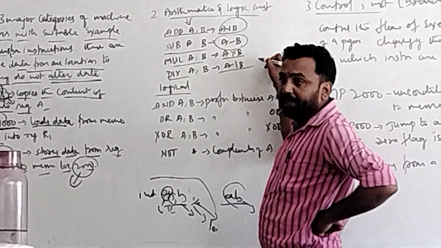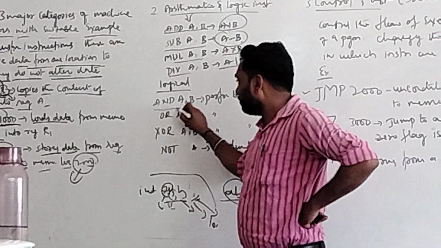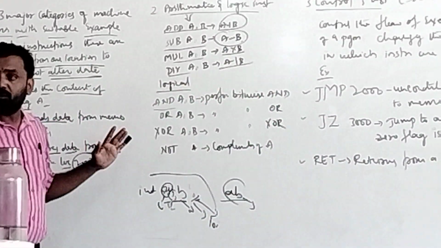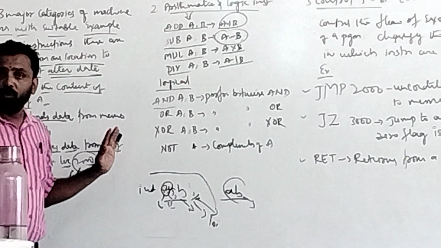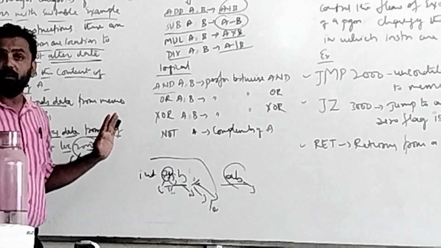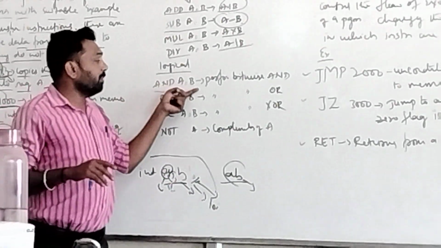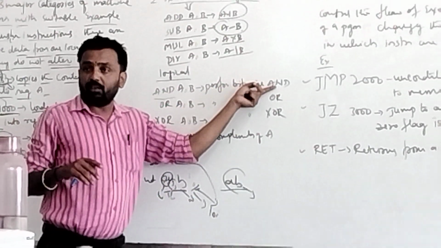This is the arithmetic. And the logical, see here, I think you are already familiar with these gates, right? AND gate, OR gate. See now, that is AND gate, a comma b, it performs the bitwise operation of AND, right?